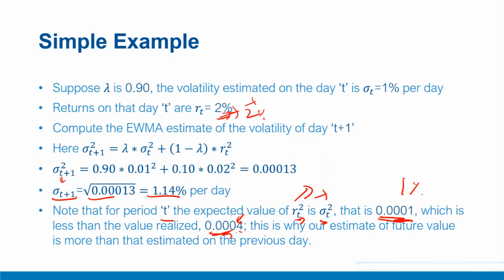The volatility on the given day is higher at 0.0004, or in percentage terms 2%; mu t is 2%. And this is why our estimated future value of volatility is more than what was estimated on the previous day, more than this 1%. The previous day's estimate was 1%, but now it has increased by 0.14% to become 1.14%, because the latest shock on volatility was 2%, which was on the positive side, slightly higher. So that is why this estimate has increased.